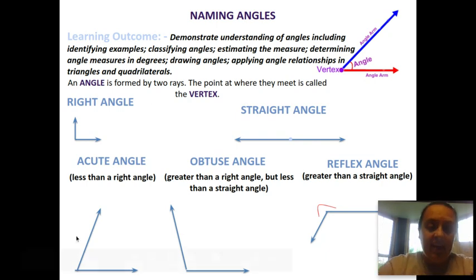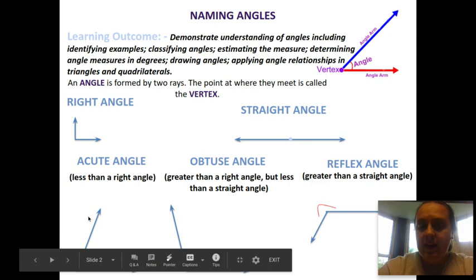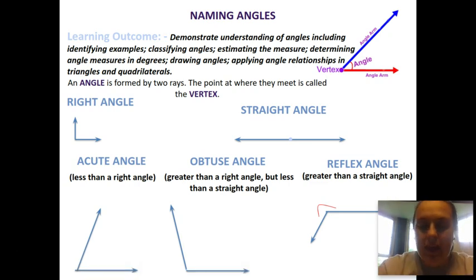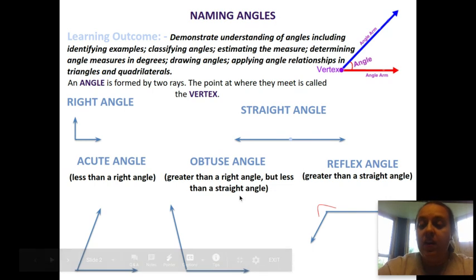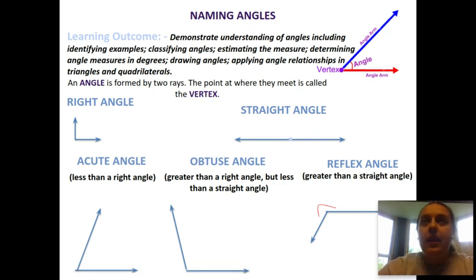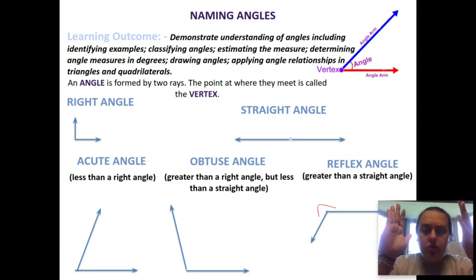Simple. An acute angle is anything less than 90 degrees. So any angle less than 90 degrees is acute. Obtuse is a little different. We most times think about obtuse as anything greater than 90 degrees, which is not necessarily true. An obtuse angle is greater than 90, but less than 180. So it's got to fit in there. It's got to be between 91 and 179. Anywhere in there is considered obtuse.